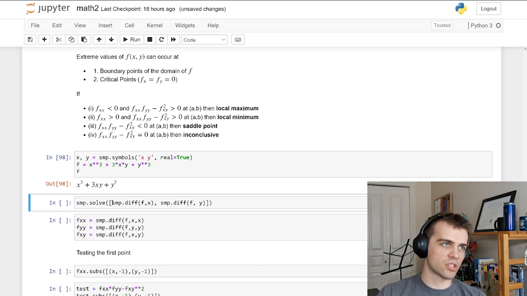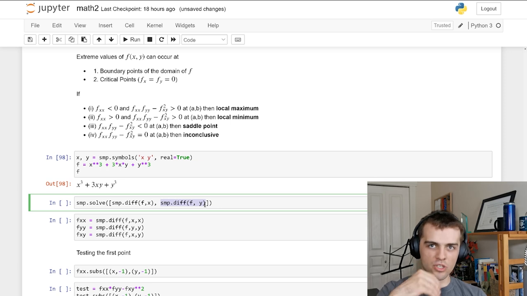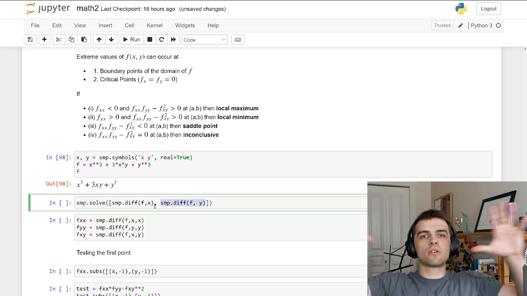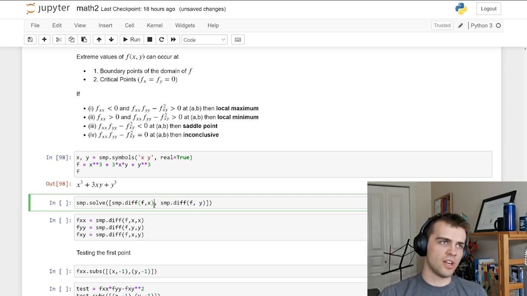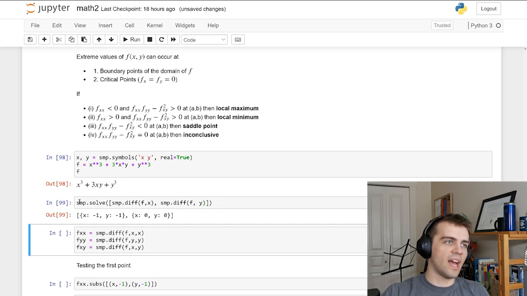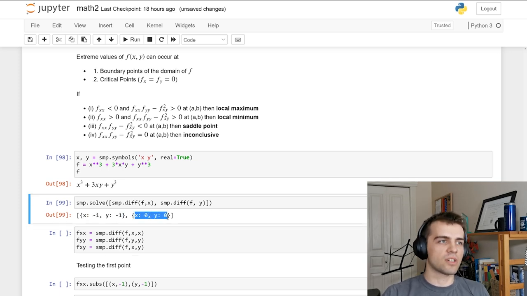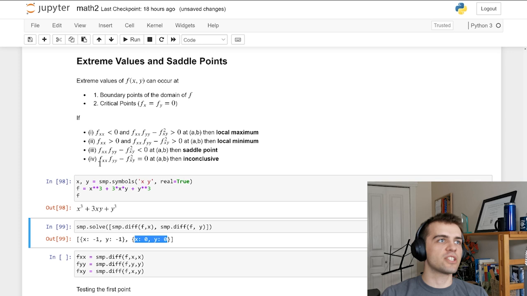So that's what the sympy.solve says. It says, look for places, this equation here and this equation here. And it assumes that this equals 0 and this equals 0. That's how you solve equations in SymPy. You rearrange your equations so everything equals 0, and you can do that for any equation. So this equals 0 and this equals 0. That's sympy.solve, and it gives me the values of x and y. So one of those places is x equals 1, y equals negative 1, and the other is x equals 0 and y equals 0.